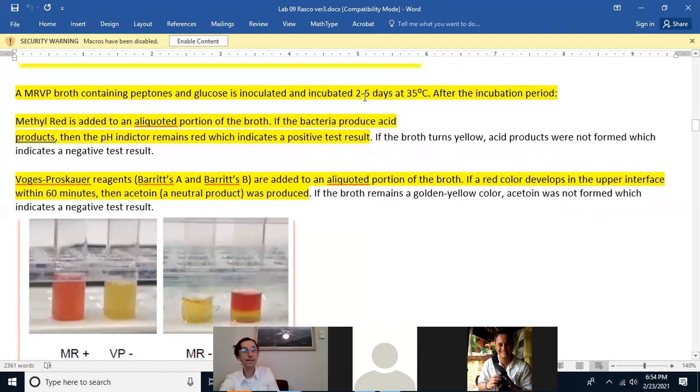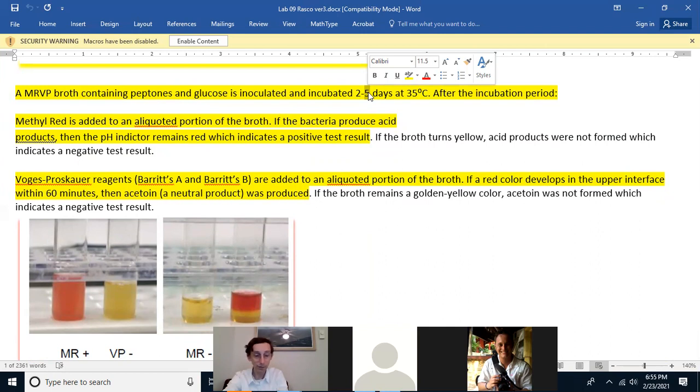The VP test takes 2 days. The methyl red test, if you read about it, it's best to do at both 2 days and 5 days. Generally 5 days is good enough. So when you do your test, I will wait until 5 days after you request the methyl red test for the incubation period, and then send you the results after 5 days.